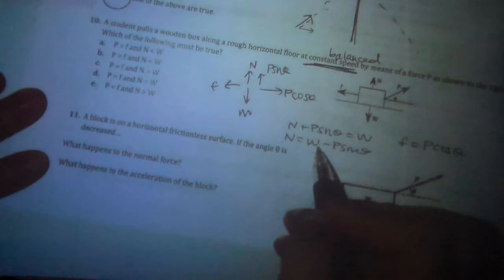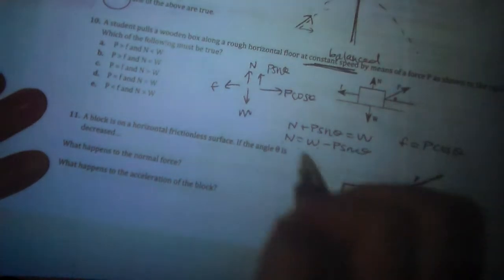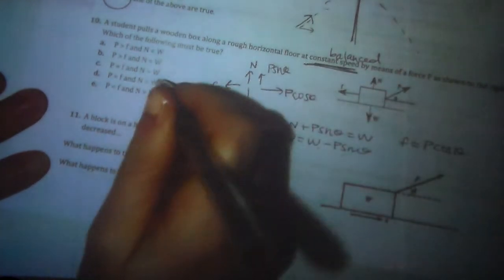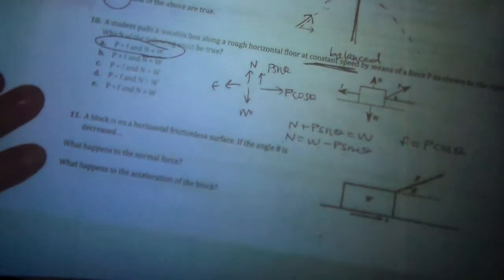So N is not equal to the weight, it's equal to the weight minus something, which is less than the weight. So N is less than the weight. Oh man, that was literally the only one that says N less than the weight.